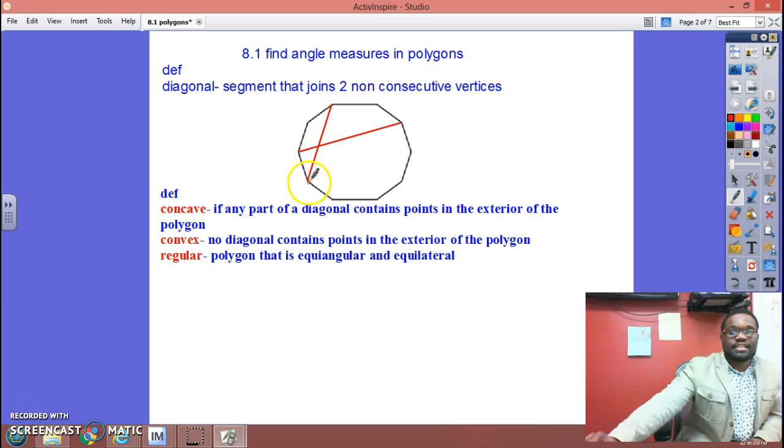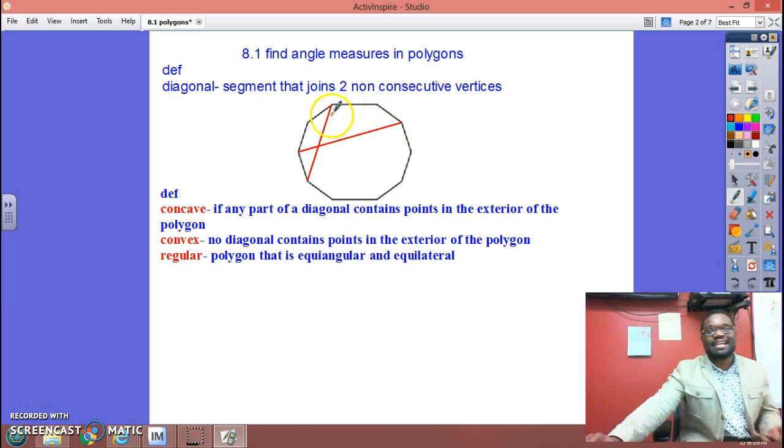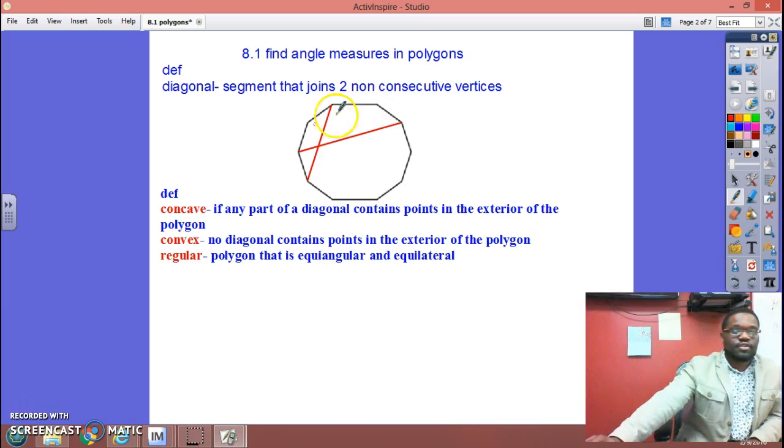So this and this is a diagonal. This and this are a diagonal. But from here to here would not be a diagonal because they're consecutive. From here to here would be because those are not consecutive. So if it's a diagonal, it can't be right next to the next vertex or vertice.